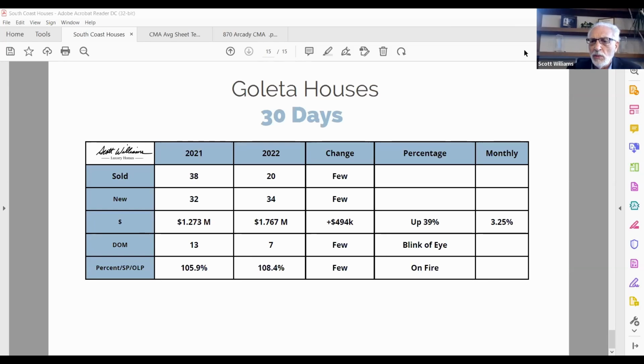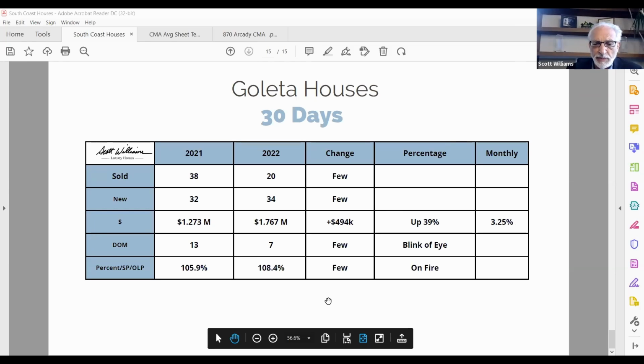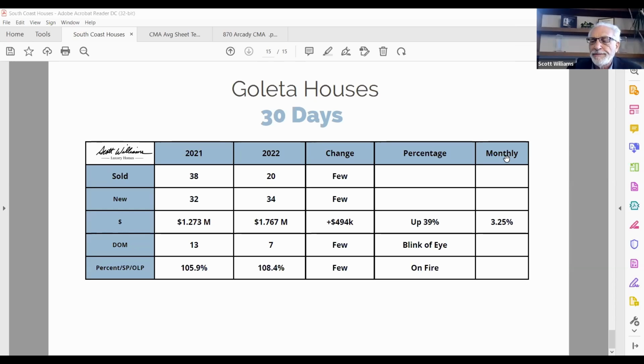Okay, so let's open this up. Maybe I'll leave that up there if somebody wants to talk about a specific screen. But let's open this up and see if there's any questions about distilling this information here.